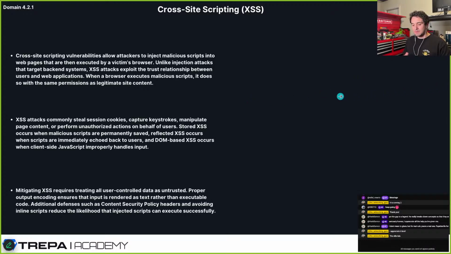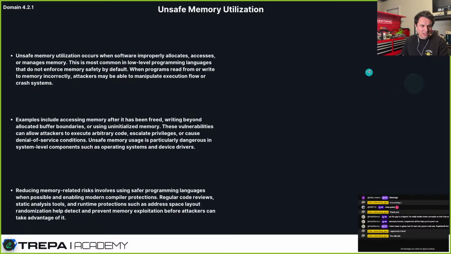For mitigating, proper output encoding ensures that input is rendered as text rather than executable code. So again, it's just more input validation, really, is what we're saying there. We have additional defenses in the HTTP headers, like Content Security Policy headers that are in that HTTP flow, to help prevent a cross-site scripting attack.